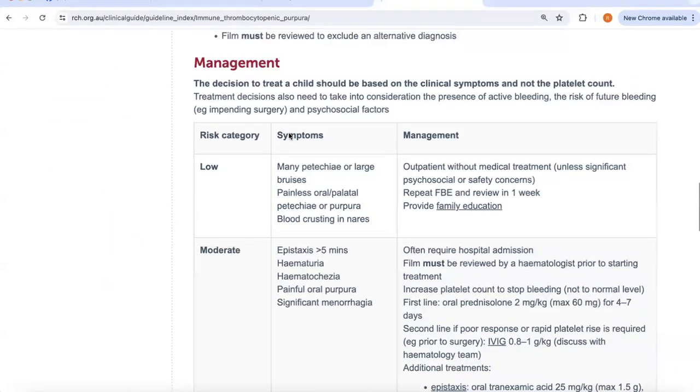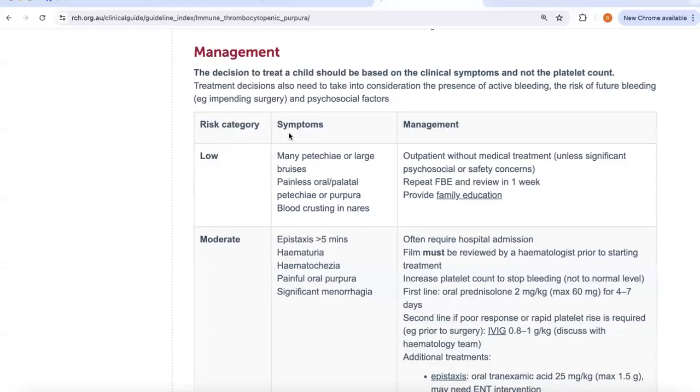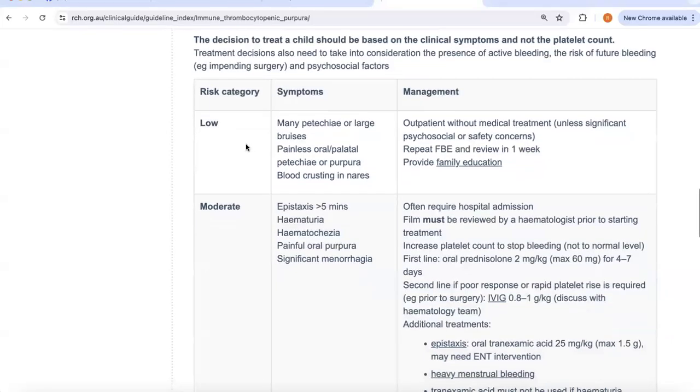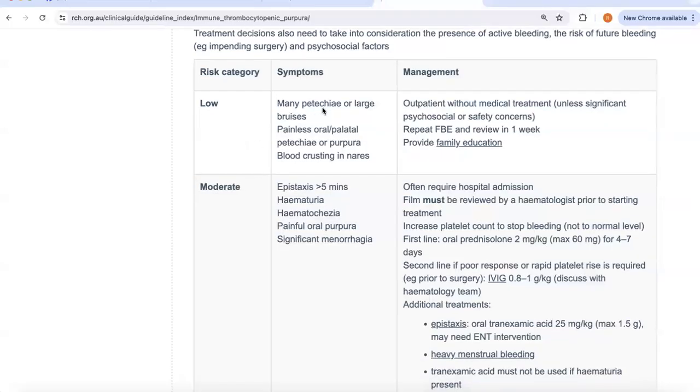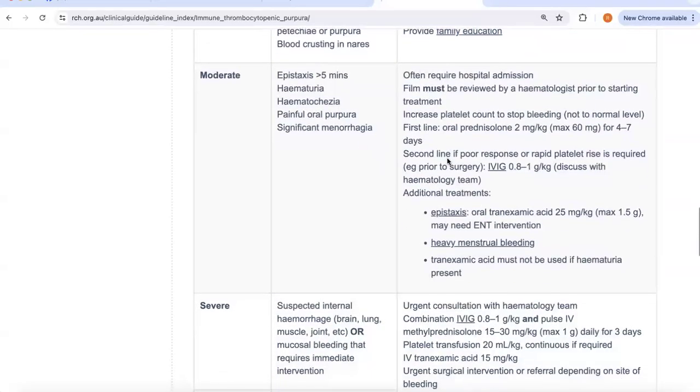So risk categories are always important. The treatment is based on how risky they are. So a patient having many bruises, painless petechiae, that means not actively bleeding, outpatient treatment can be done without any treatment, just outpatient management and review.